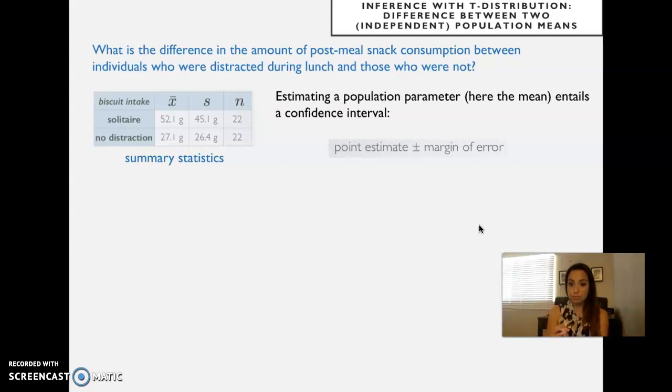So as usual, for a confidence interval, it's always the same, a point estimate plus margin of error. Because we're asking what's the difference in the amount of post-meal snack, the point estimate would be the average difference, the difference between the two groups. And then we need to compute a margin of error of the t-distribution.